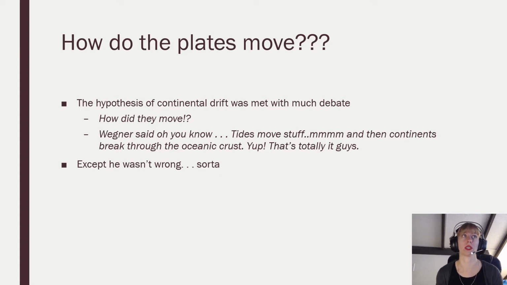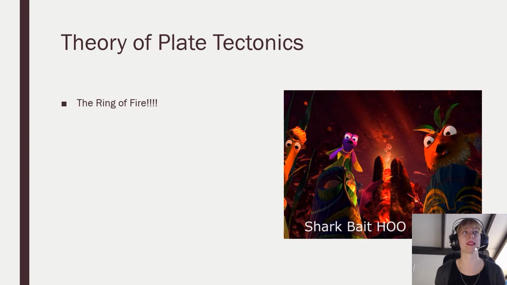So how do plates move? When we think tides, we think oceans, right? So the hypothesis was that there were tides of a sort, except it's deep down in the asthenosphere. So when the hypothesis of continental drift was met with a lot of debate, scientists were like, oh, well, how do they move? And Wegener was like, oh, tides. Continents break through the oceanic crust, and yeah, that's totally how it works. And he was a little bit right. So he was kind of right. We do have a current system, the asthenosphere. And this is the theory of plate tectonics.